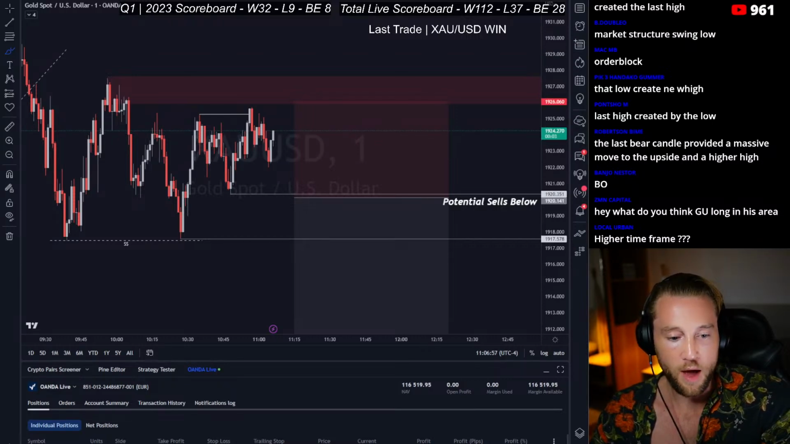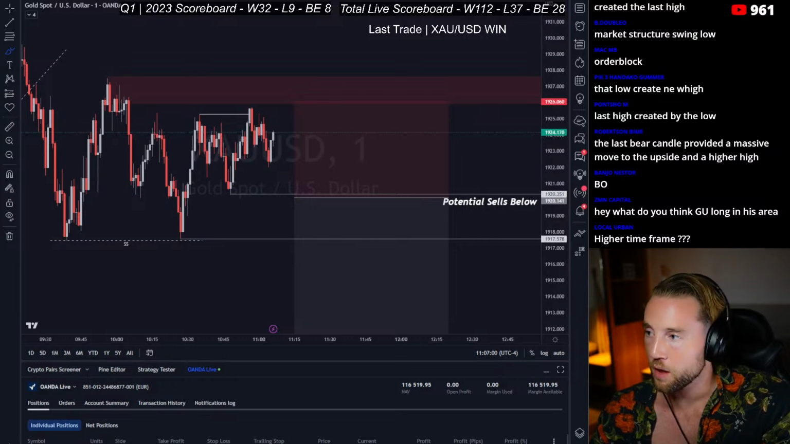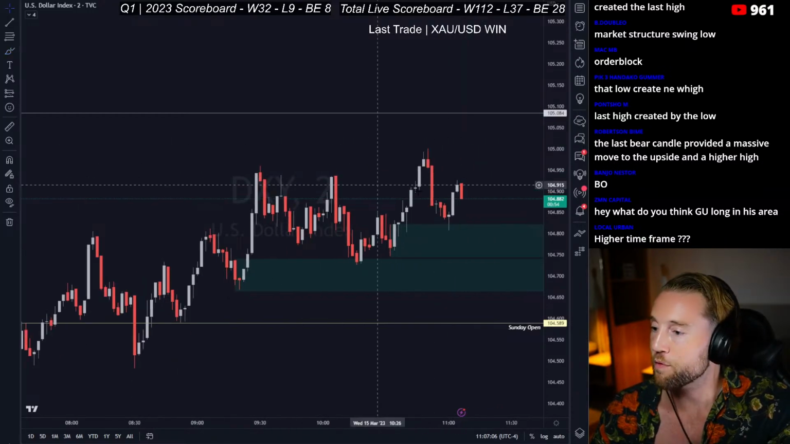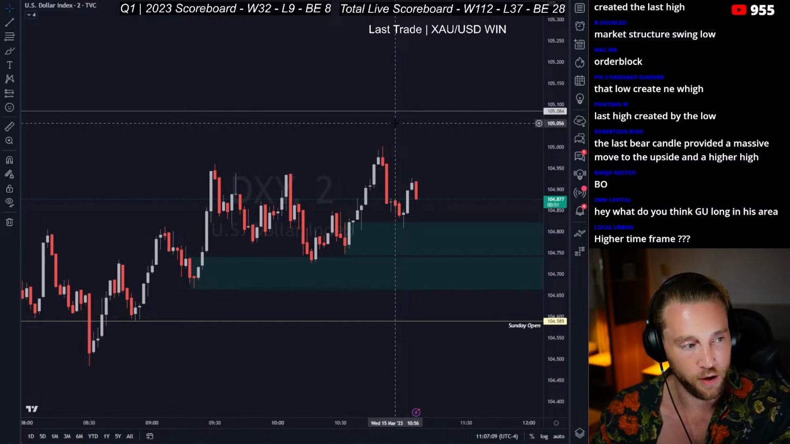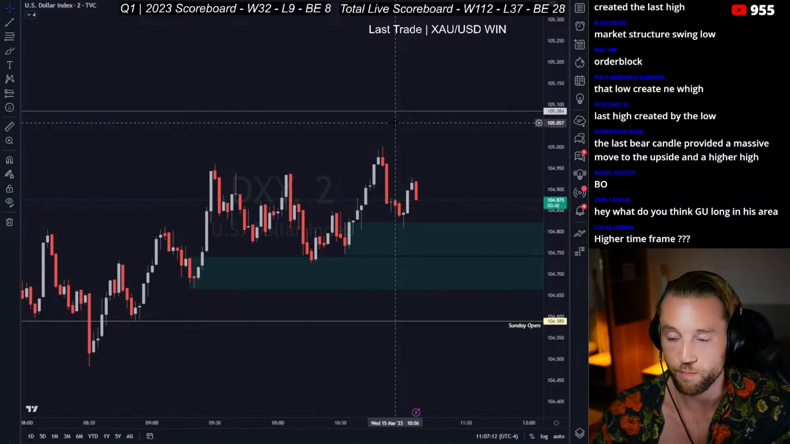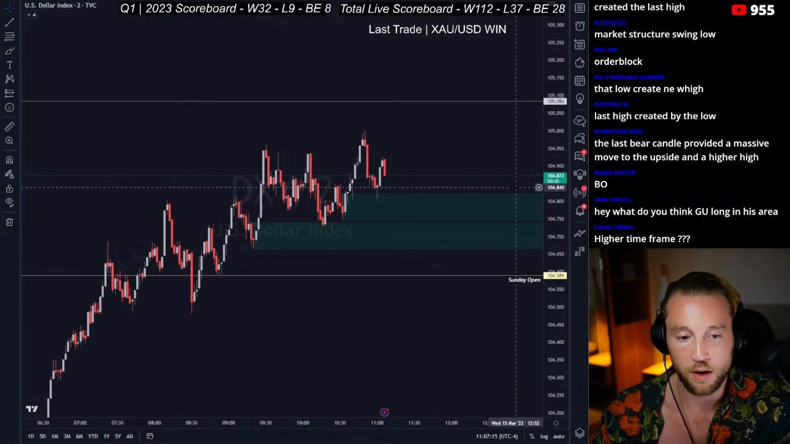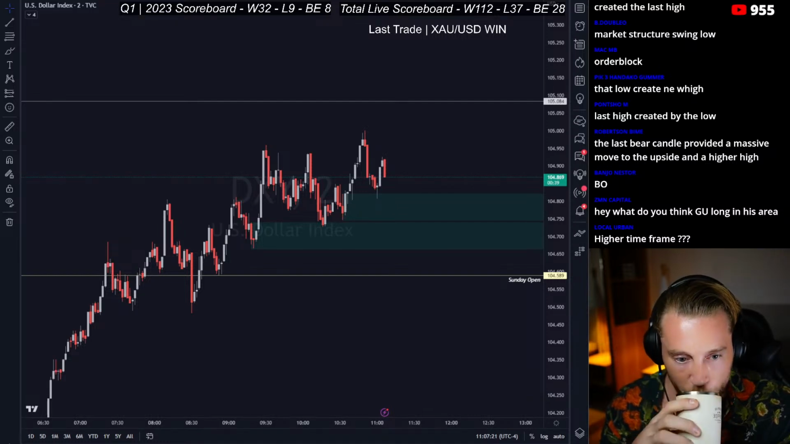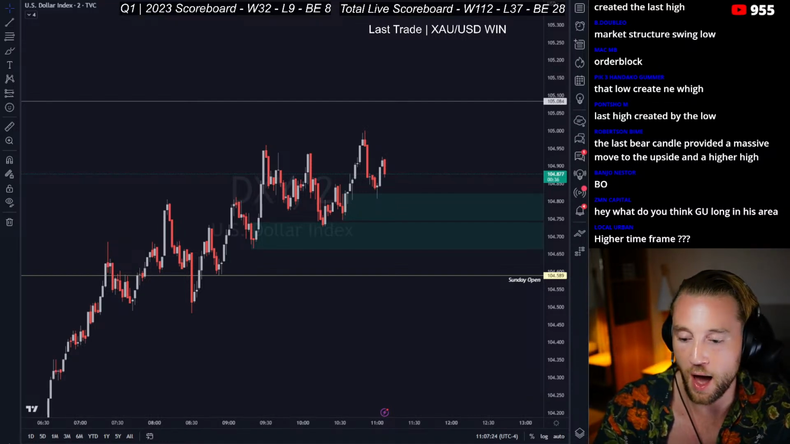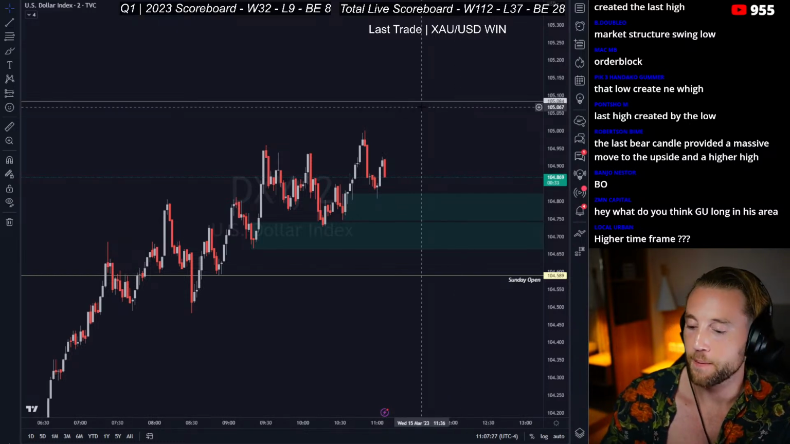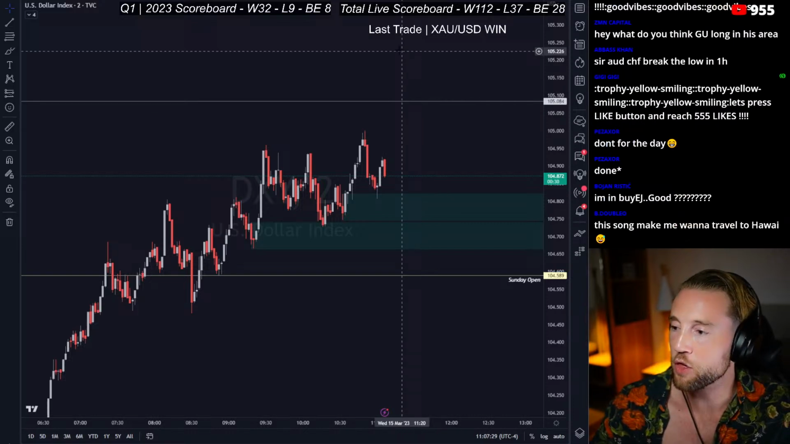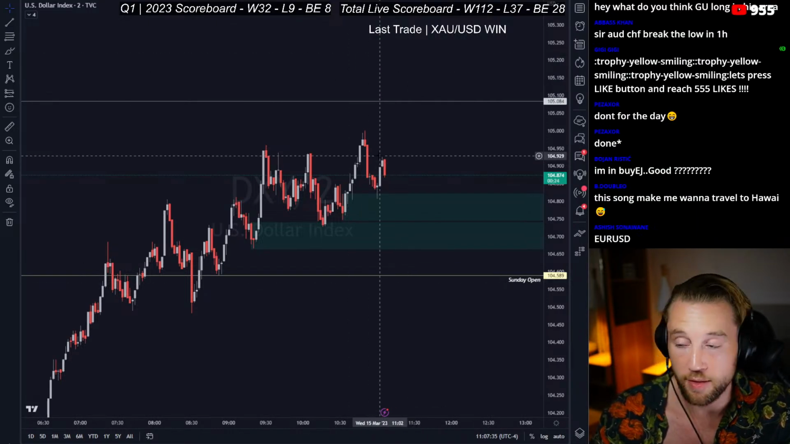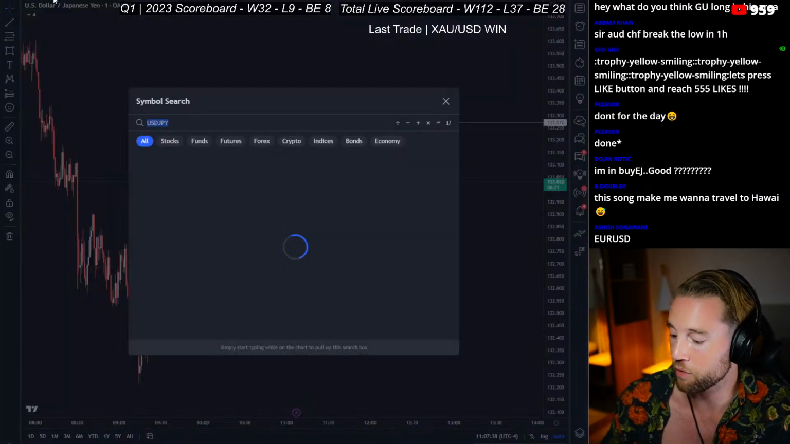What do you think, GU long in this area? It depends on the dollar, my friend. So far, the dollar has created a higher high. So if you see the dollar creating a higher high, is it smart to look now for GU longs? Let me know. If the dollar breaks the previous high, you want to make sure that you break a low first. So if the dollar index breaks a low, then maybe we can start looking at what you said, like GU for example. Let me look at GU right now.